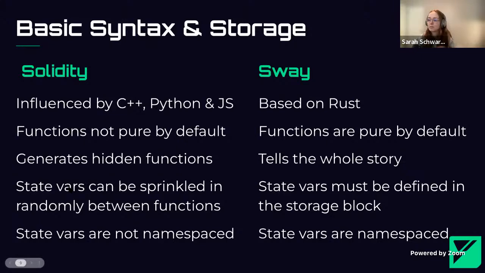You can put state variables in Solidity anywhere in a contract, except inside a function. And in Sway, they are all neatly organized in the storage block. And again, they are namespaced, so you have to access them through the storage keyword.